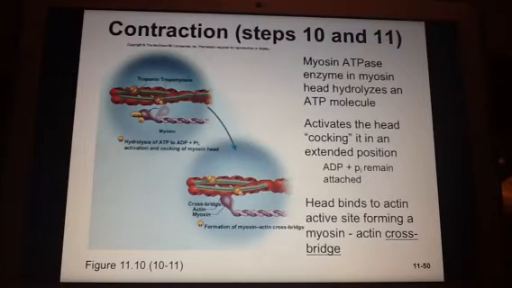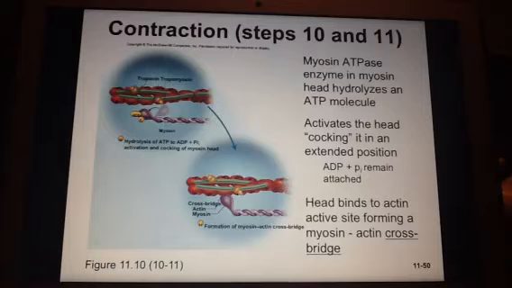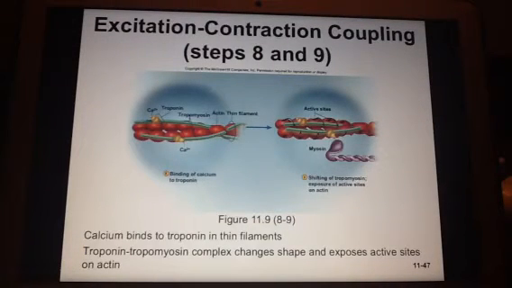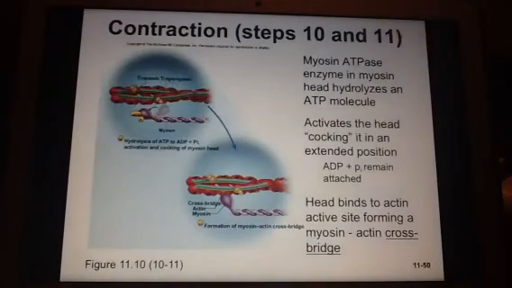Okay, we left off with contraction. So now that the active sites on the thin filaments are available, actually, did I just say that wrong? Let me backtrack. Yes, the thin filaments. So the active sites on the actin are available. Then we move into the phase of contraction.